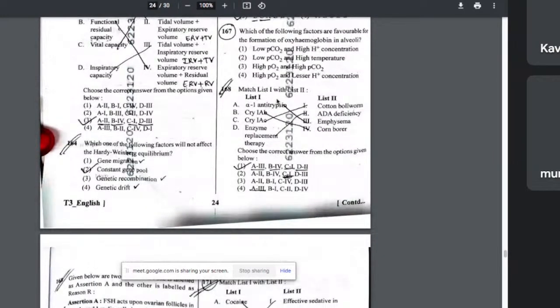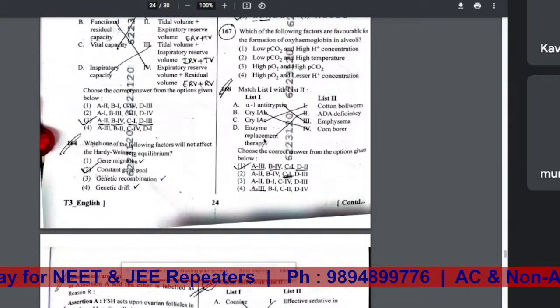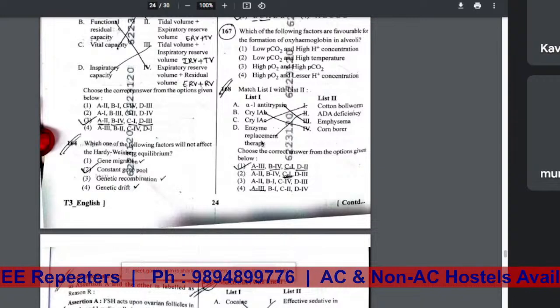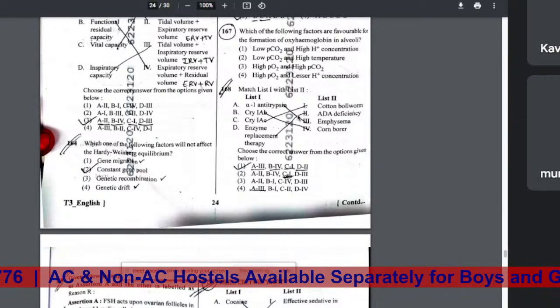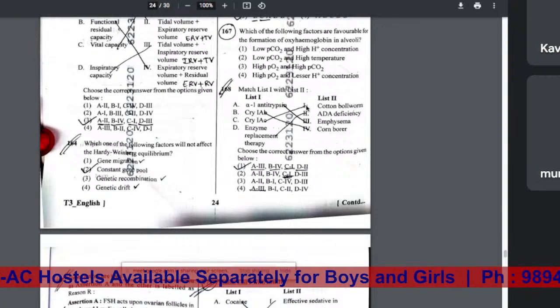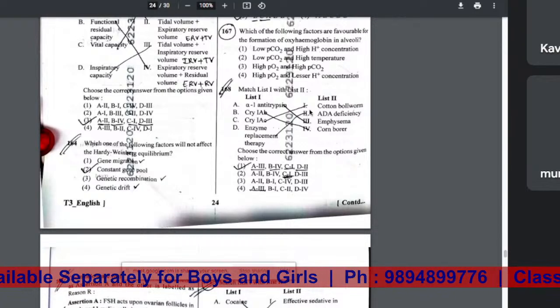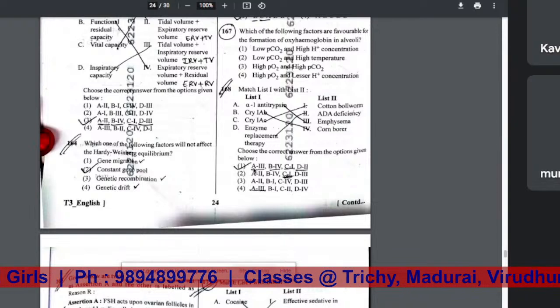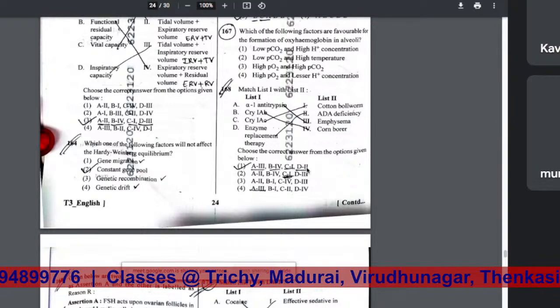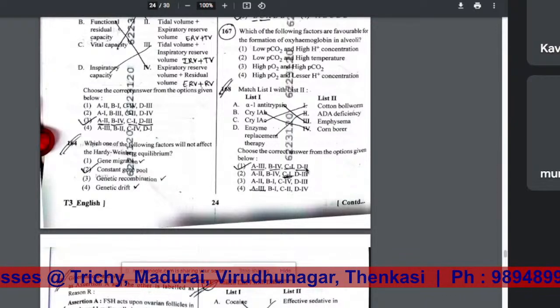If you are looking at 168, you should be able to get it correct with only one option. Enzyme replacement therapy, you should know it is ADA deficiency, because this is part of the biotechnology you would have studied. So D with 2 has to be the correct answer. If you see the options, D with 2 is in only one option, which is A3, B4, C1 and D2, which happens to be the correct thing.